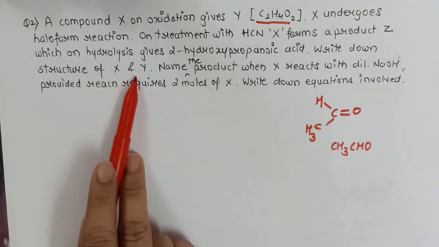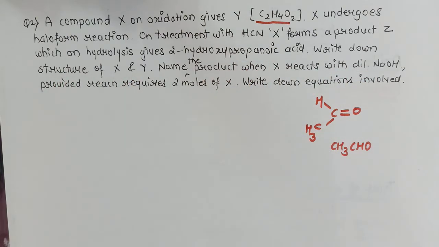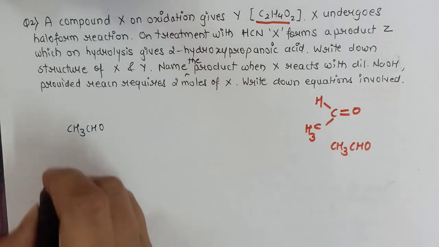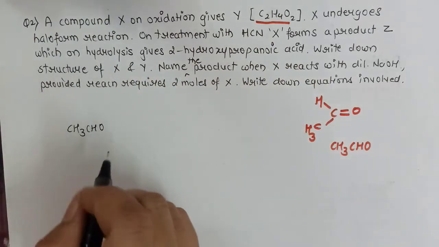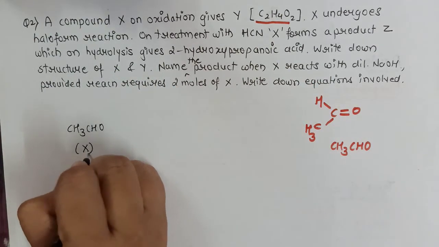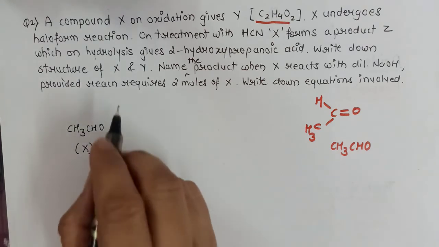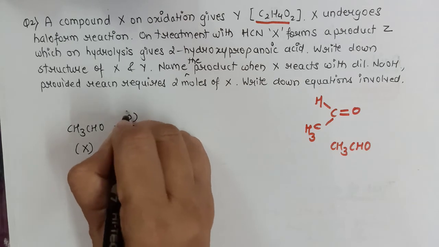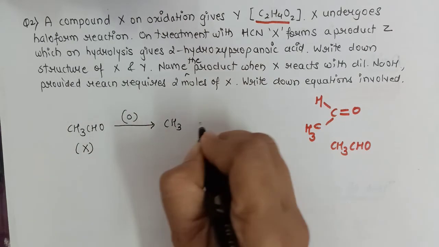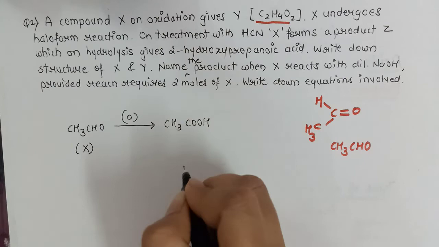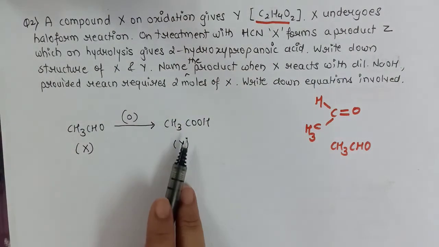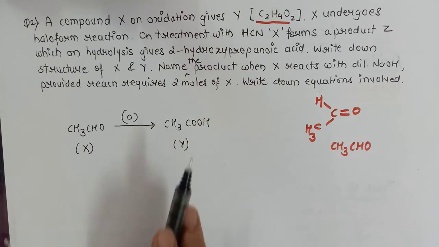Now we have to identify the structures of X and Y. We have already identified X, ethanal, CH3CHO. Since it is clearly said to identify X and Y, we will mark it here as X, and Y, on oxidation, gives CH3COOH, that is acetic acid. Does it follow this formula C2H4O2? Yes, that means our answer is a sure one.